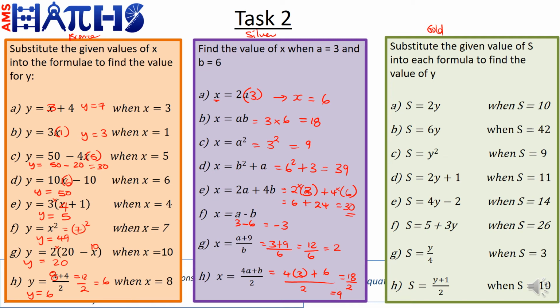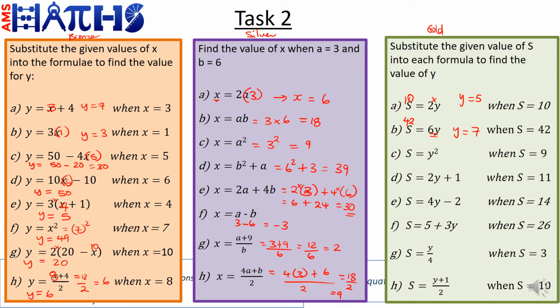Then for gold, they said in part A that s is equal to 2y, and we need to work out y when s is 10. So if I replace s with 10, then I need to find out what do I multiply 2 by to get 10, so it means y is 5 for the first one. The next one, it says s is 42, so we need to find out what do I multiply 6 by to get 42, and that would mean y is 7.